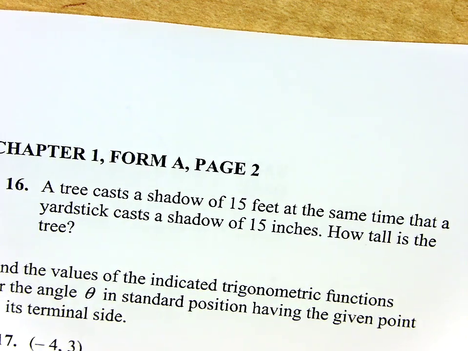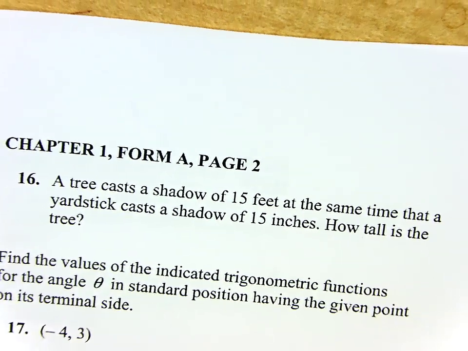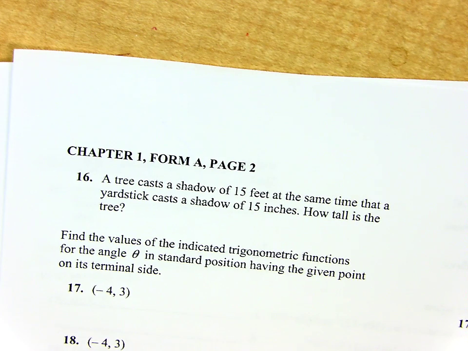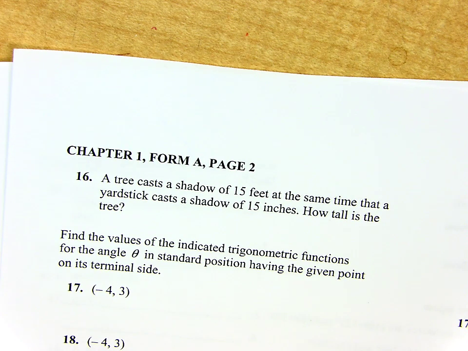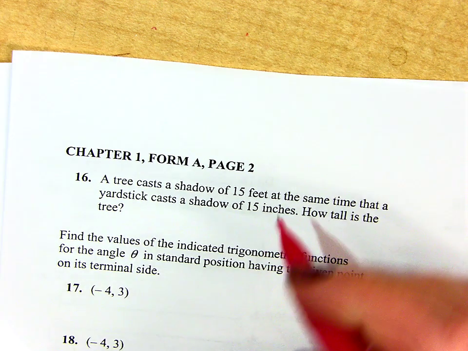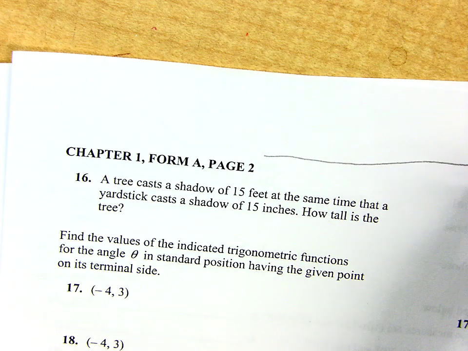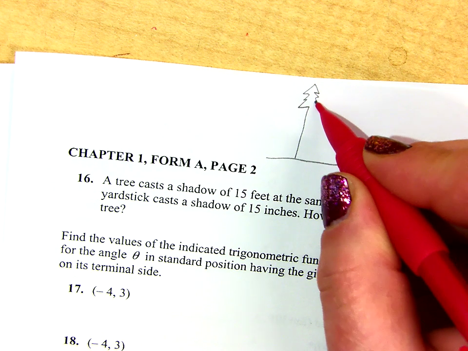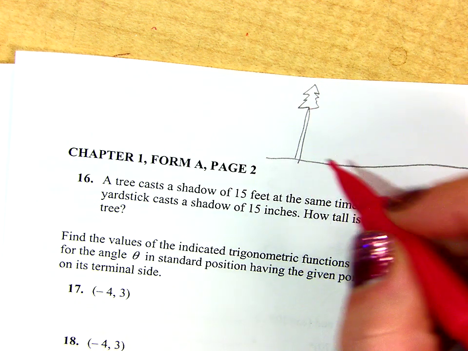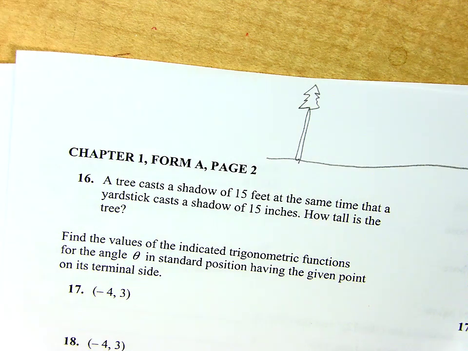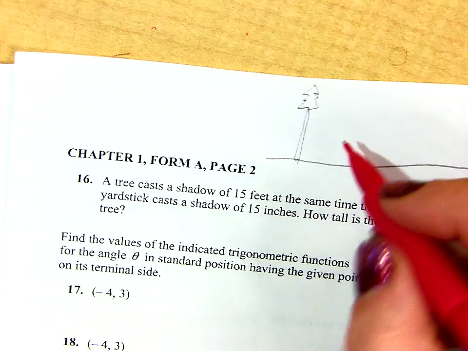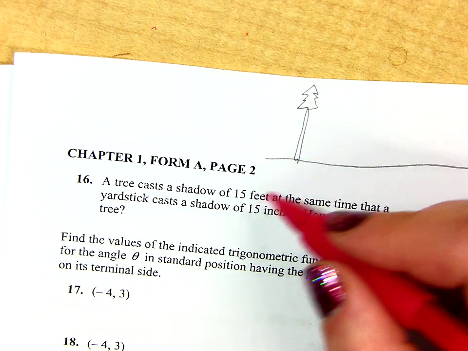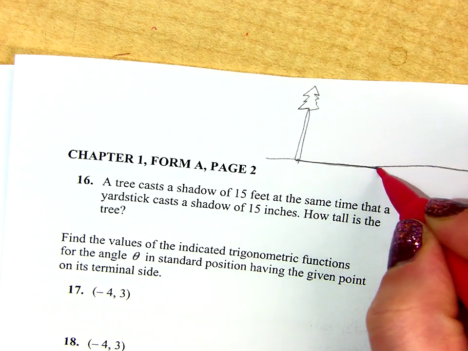16 says, a tree casts a shadow of 15 feet at the same time that a yardstick casts a shadow of 15 inches. How tall is the tree? So we have a couple of things going on here. There's a lot of different units. So first, let's start off with a tree. So there's my tree that casts a shadow of 15 feet.